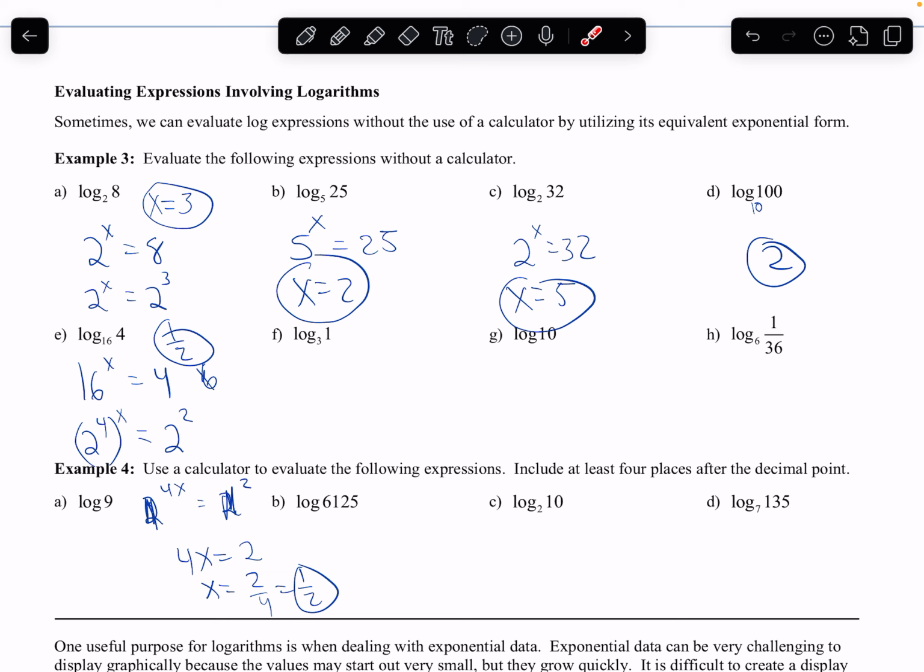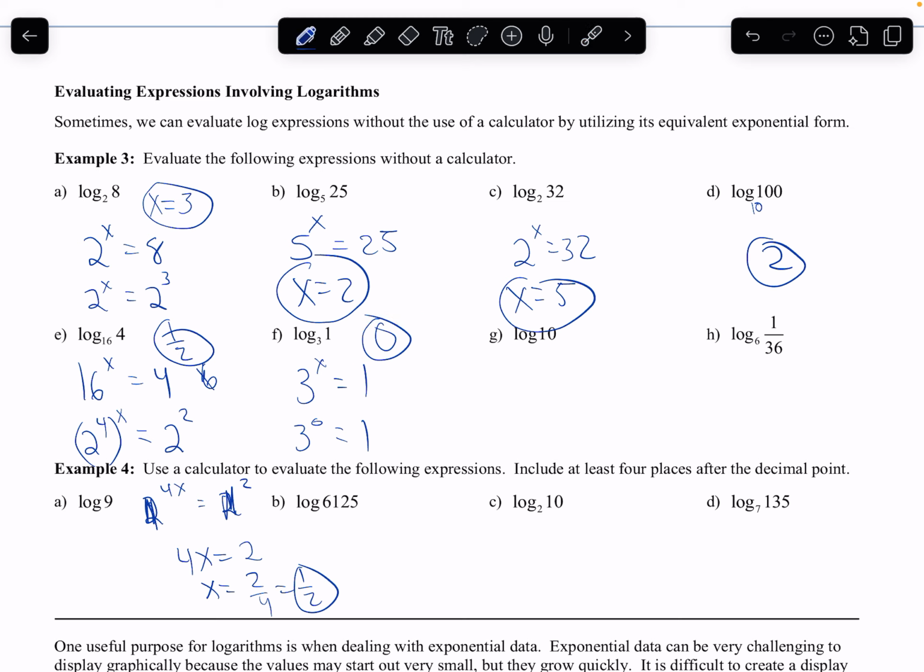Okay, I'm going to go pretty quick through the rest of them. 3 to what power is 1? Well, 3 to the 0 power is 1. Anything raised to the 0 power is 1. So the answer must be 0. 3 to what power is 1? 3 to the 0 power is 1. Then I go over to my next one.